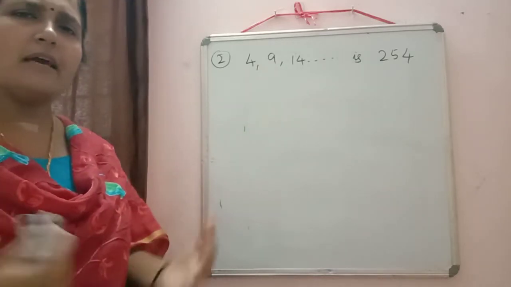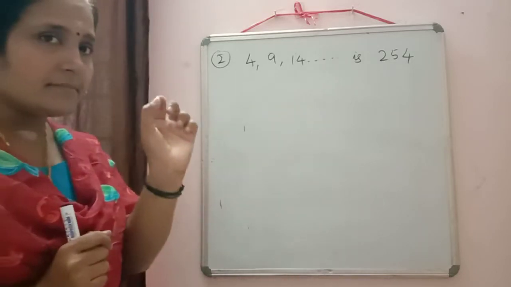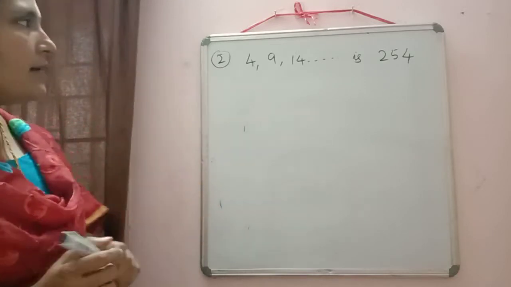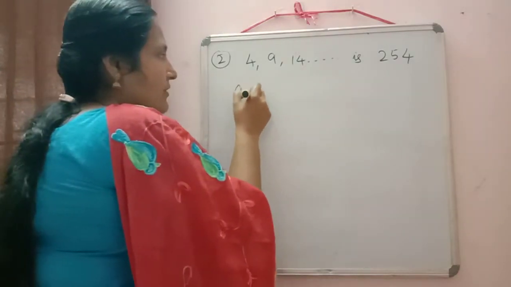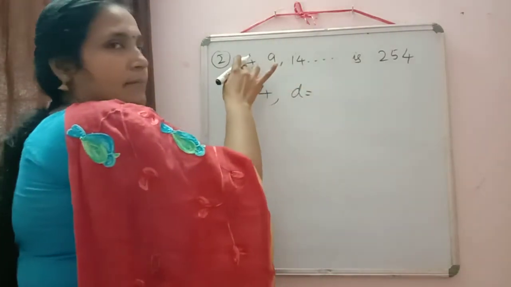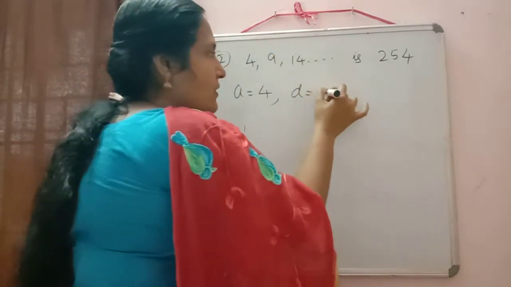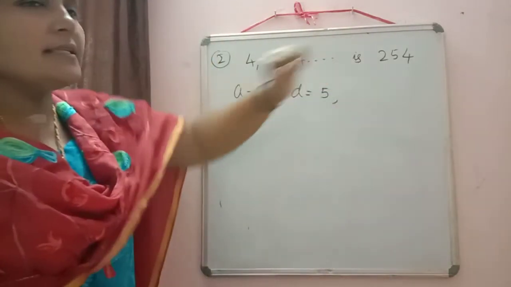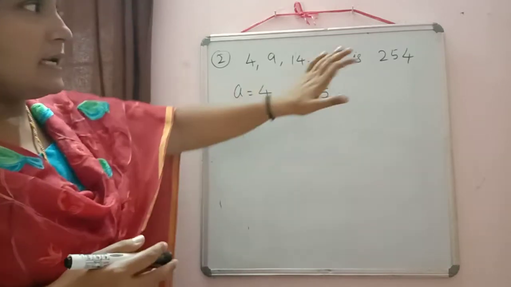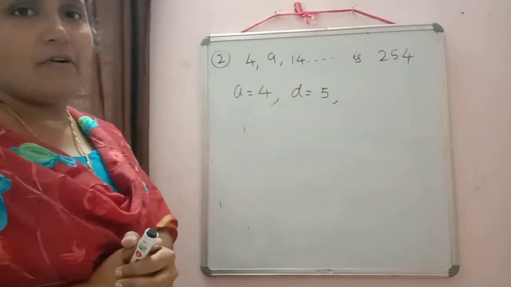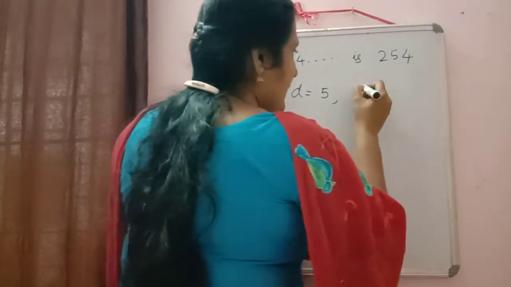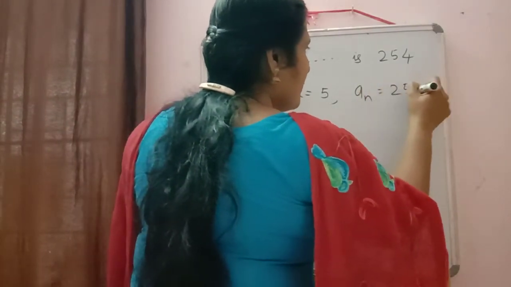First we have to check what we have to calculate here. Which term? Term means we want the value of n in place of a. Now what we have here: a is equal to 4. d is equal to second term minus first term, so 9 minus 4 is equal to 5. And what is this 254? We have to find the term of the AP whose nth term is given as 254. an is equal to 254 is given.